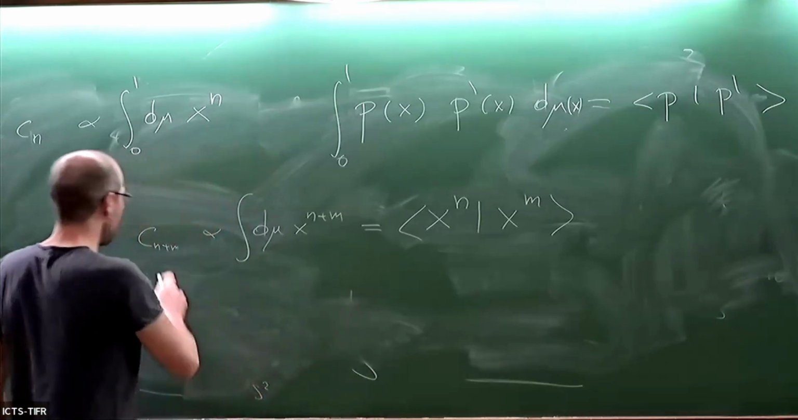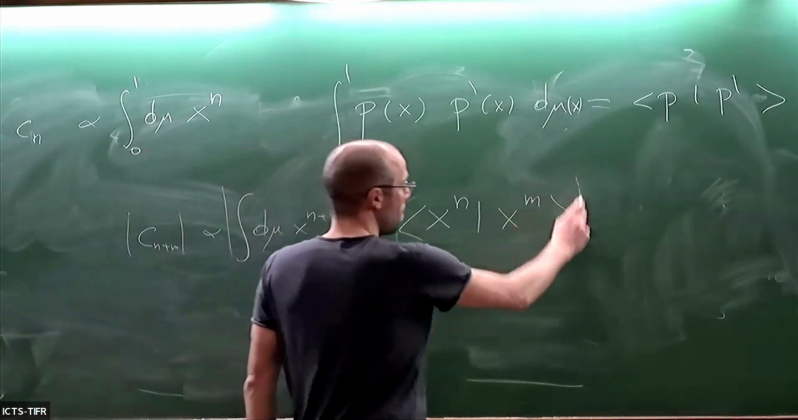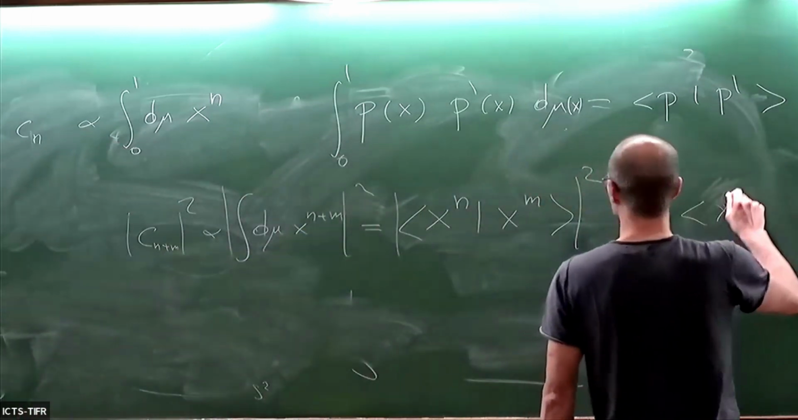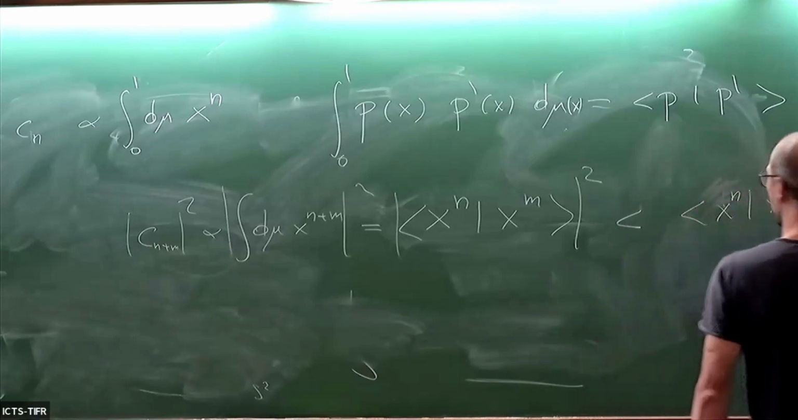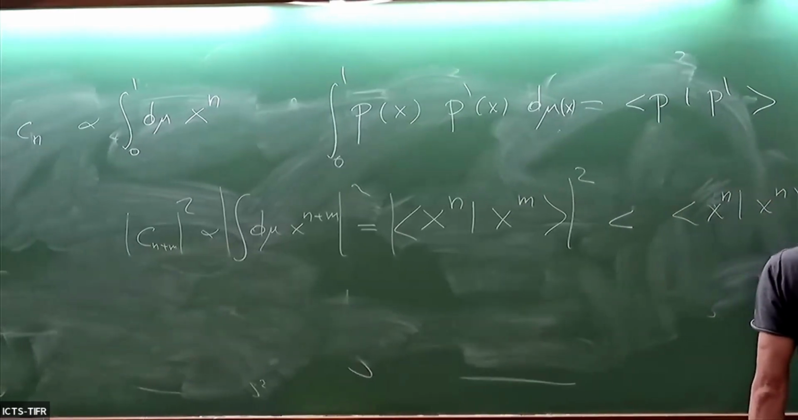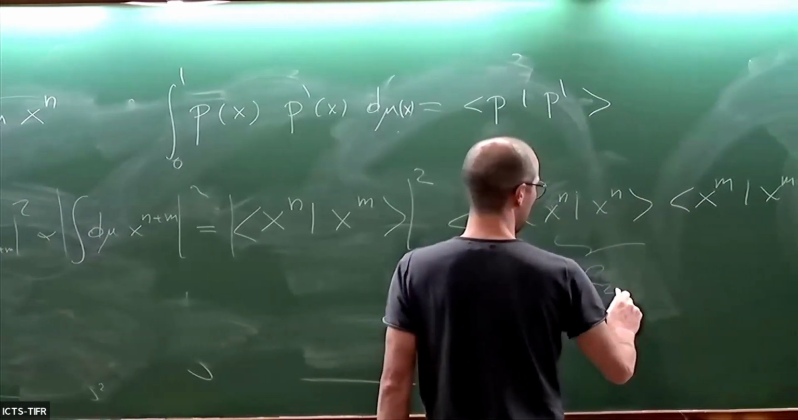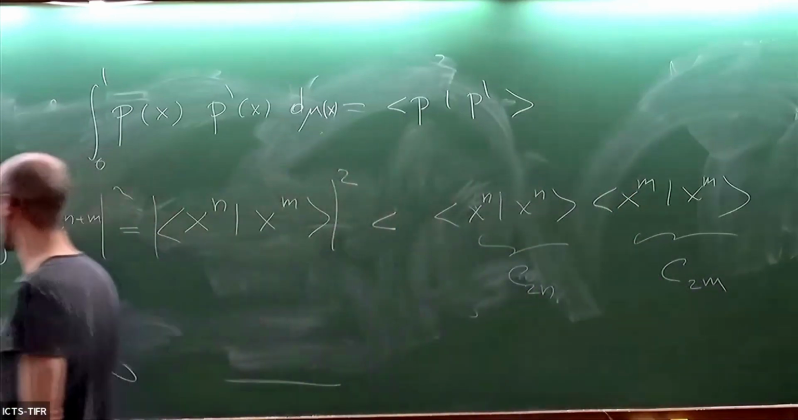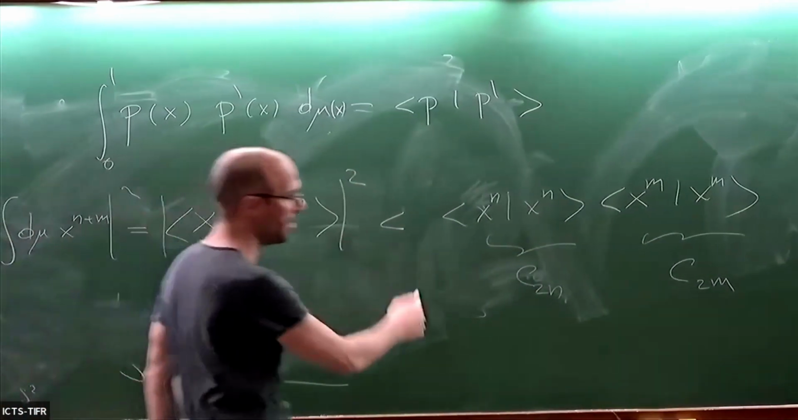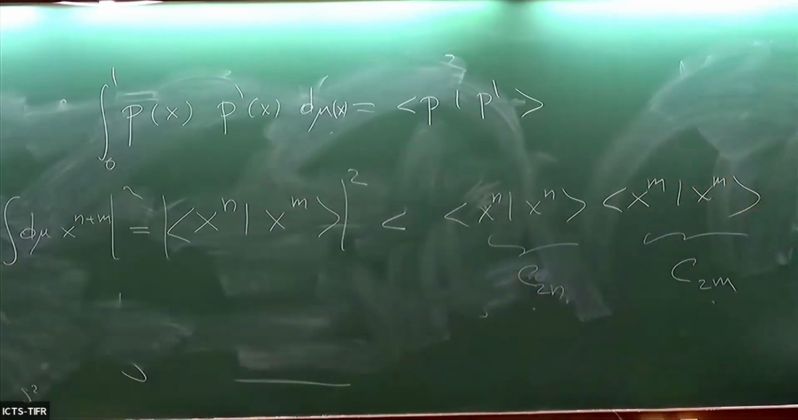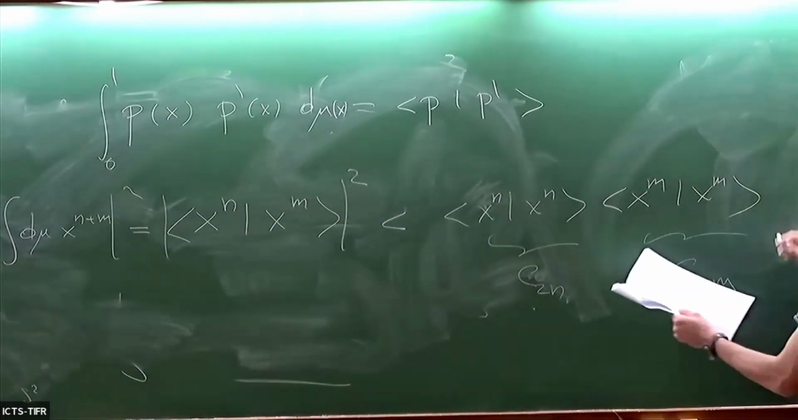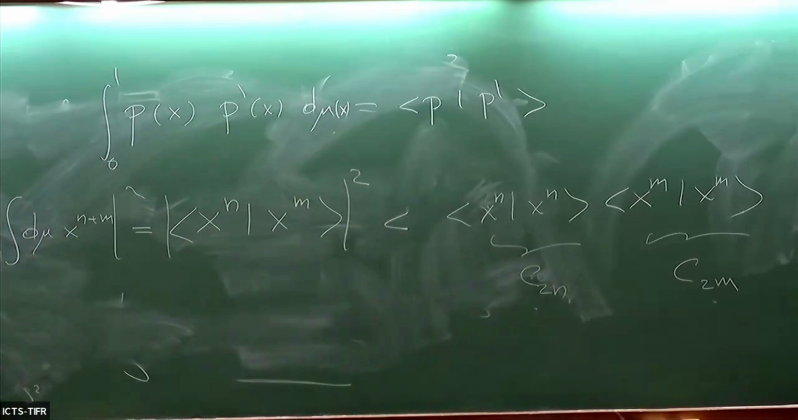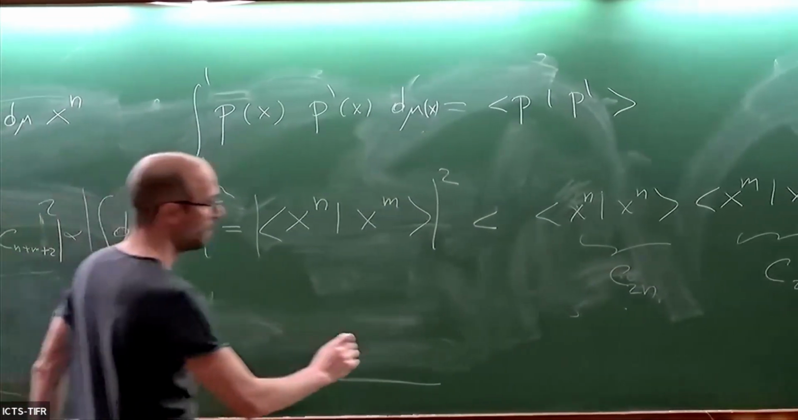But we know Cauchy-Schwarz. This must be smaller. The scalar product. This one is C_n. This one is proportional to C_n. So we're going to get a relation that C_(n+m) squared must be bounded by C_n times C_m. So in particular, if you're careful about all the factors, because remember, there was a shift of 2 here, right? The way we normalized it.